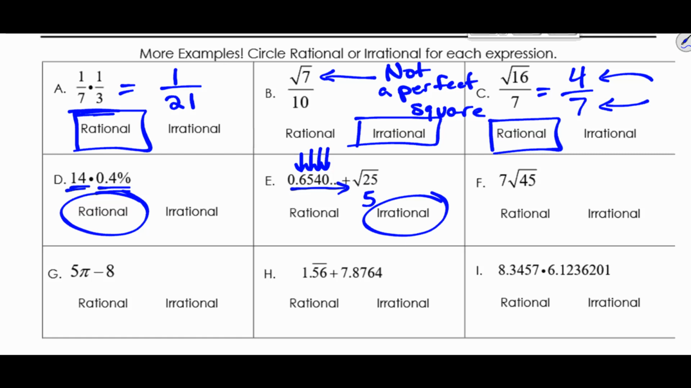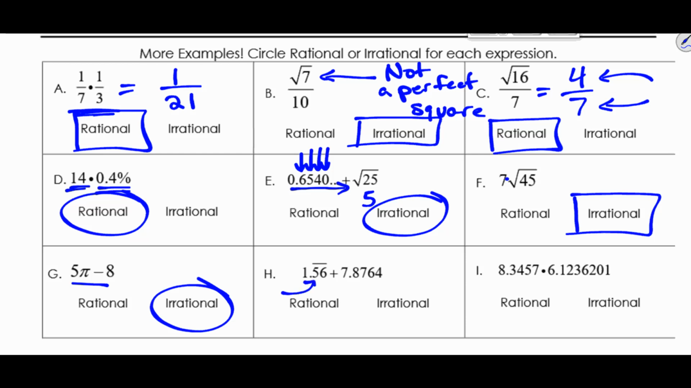Next one, I see square root of 45. That's not a perfect square. I can immediately rule that out. Doesn't matter if I times it by 7. It's still irrational. I see pi. I'm going to mark that as irrational right away. Doesn't matter if I multiply times 5 and then subtract 8. It's still irrational.